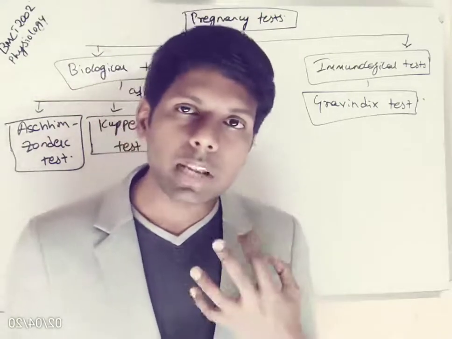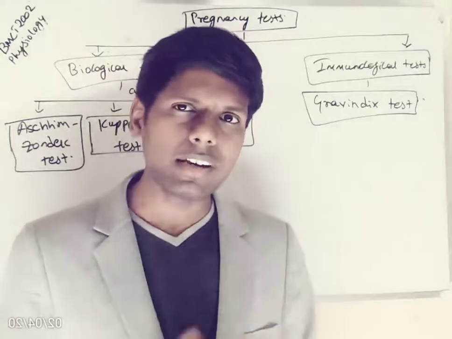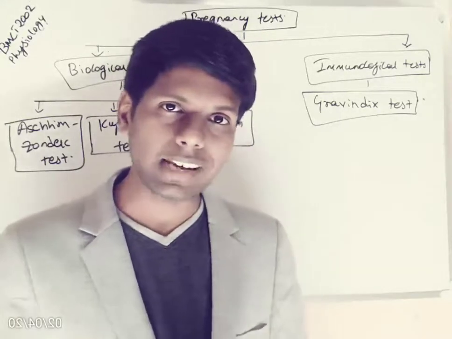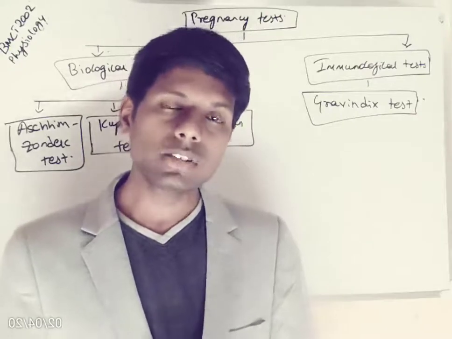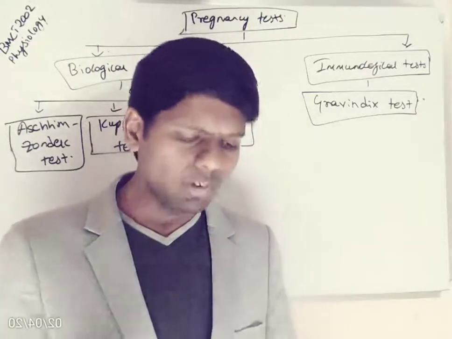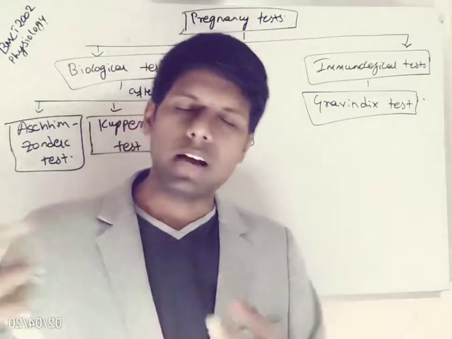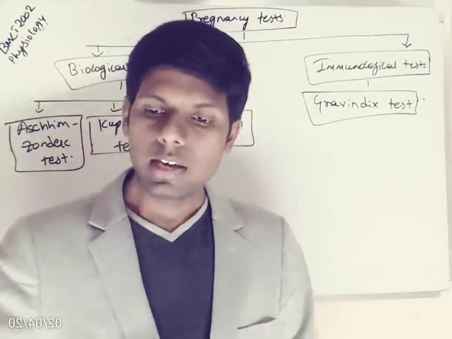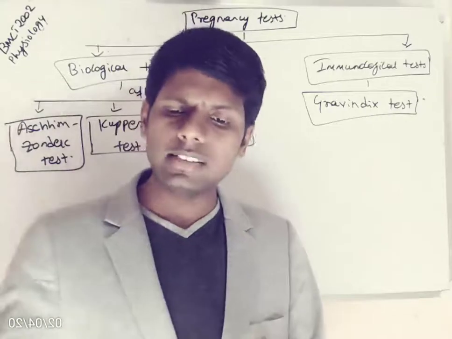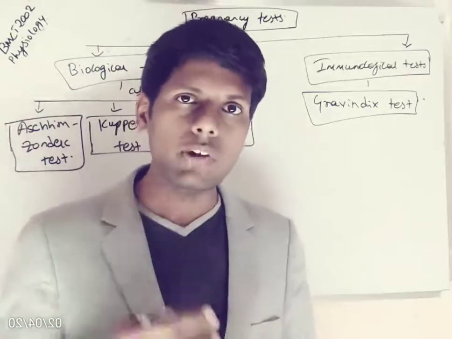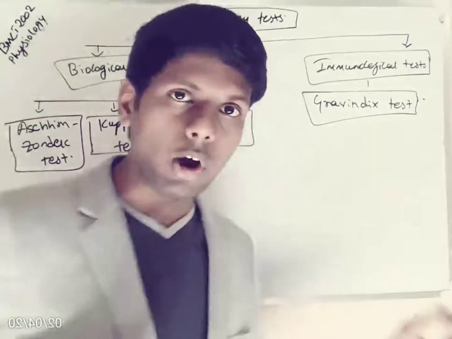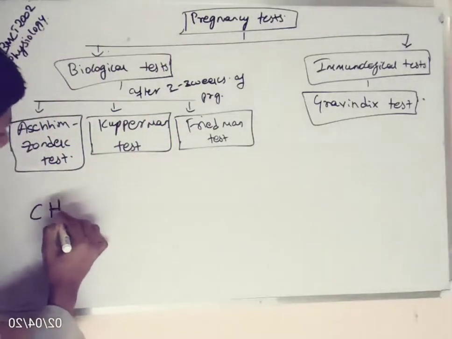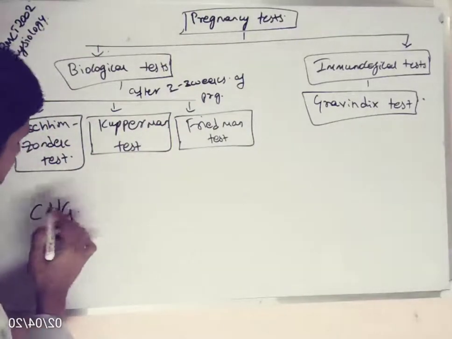These pregnancy tests are classically divided into two types: one is biological tests and the second is immunological tests. After getting pregnant, say the woman had sex yesterday, it takes around 2 to 3 weeks to develop a protein in her body called HCG, human chorionic gonadotropin.